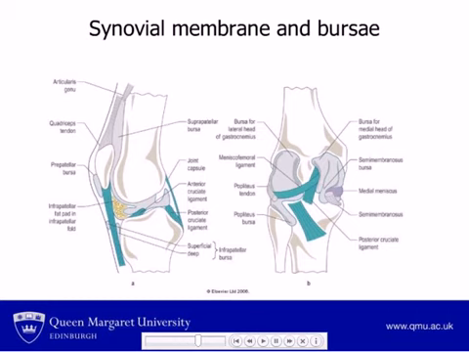Key bursae to note around the knee are the large suprapatellar bursa and the prepatellar bursa. If this one becomes painful and inflamed, it's commonly called housemaid's knee, or more correctly, prepatellar bursitis. There is an infrapatellar bursa, both superficial and deep, and there's a medially lying anserine bursa, which separates the tendons of sartorius, gracilis, and semitendinosus from the medial collateral ligament.